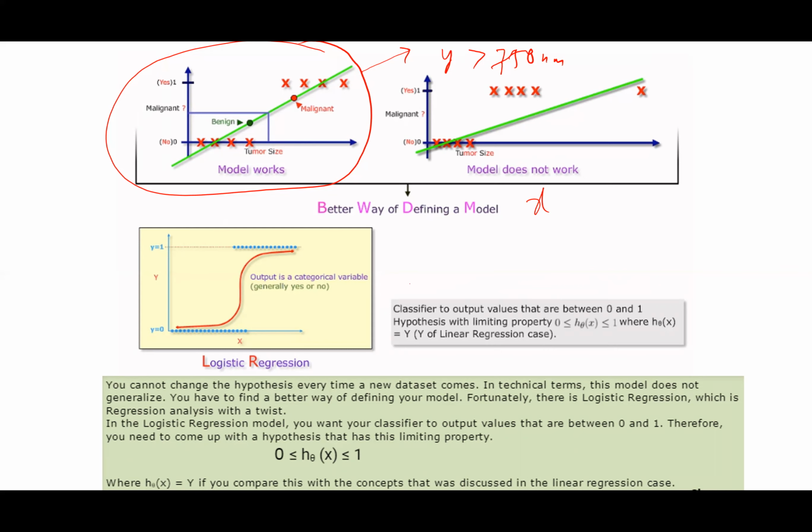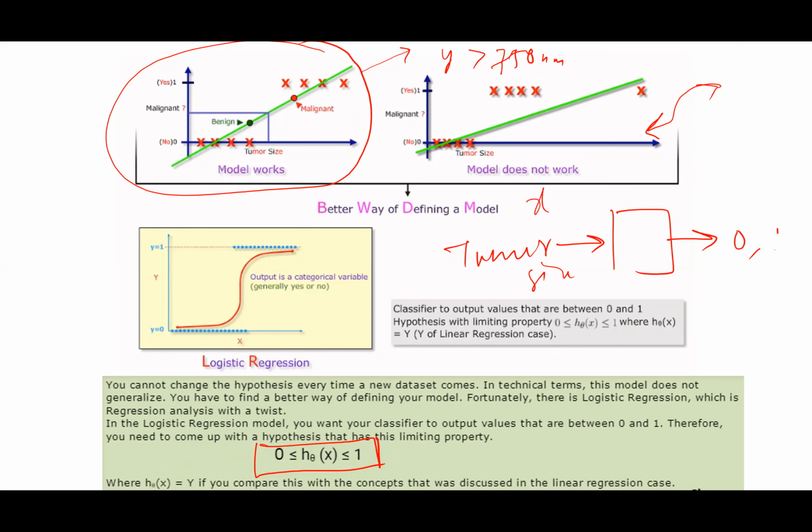Once we have started doing analysis and hypothesized that this can be generalized as logistic regression or used as linear regression, throughout our analysis I cannot change my hypothesis or my model or design every time. So I want to figure out a function which will give me this: whatever the input tumor size is, the output will be a value between 0 and 1, any value in between, like on a scale. This is 0, this is 1, so my output can lie anywhere in between.